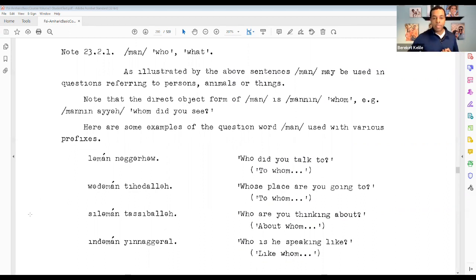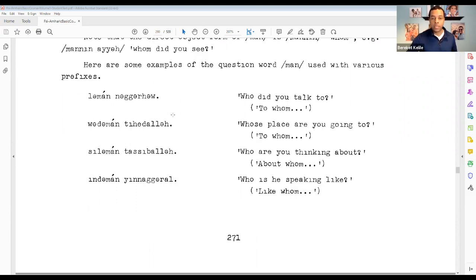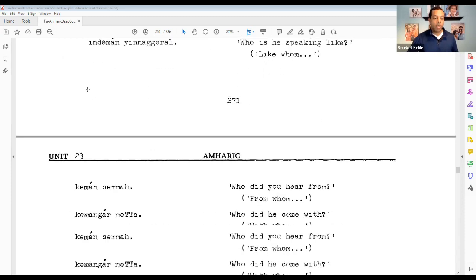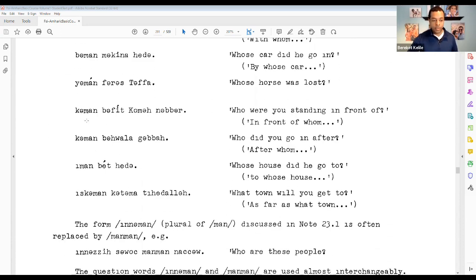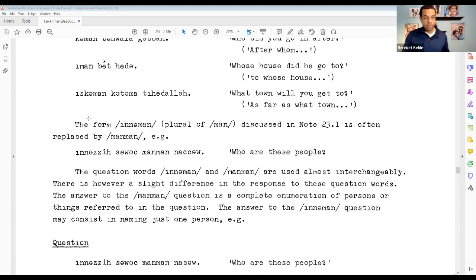And then they have some examples of the word man being used with various prefixes. Just keep in mind that you can use a variety of different prefixes with man, such as laman, wadaman, silaman, indaman, kaman, kamangar, baman, yaman, and so on. And then we saw the form indaman, the plural of man, discussed in 23.1.